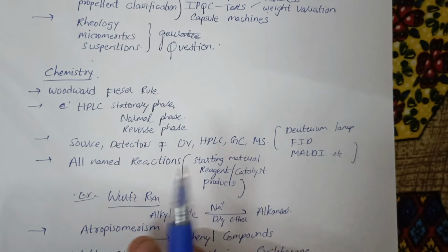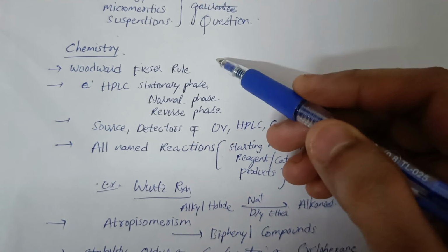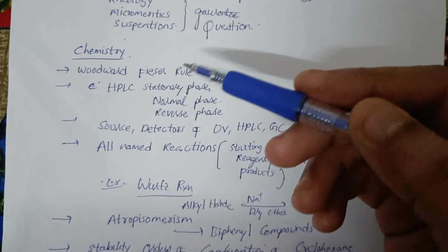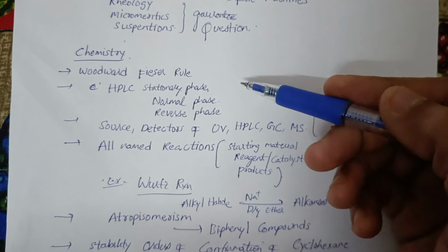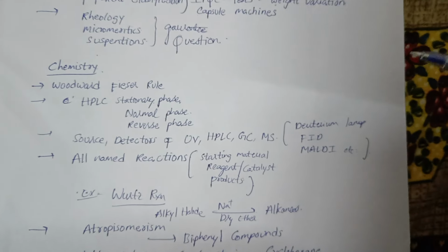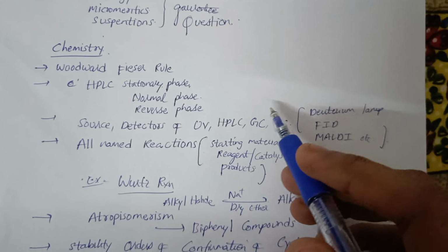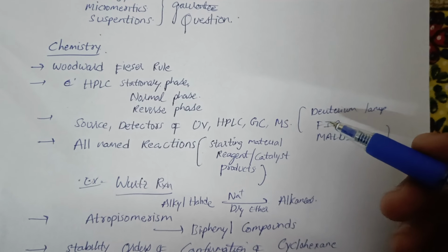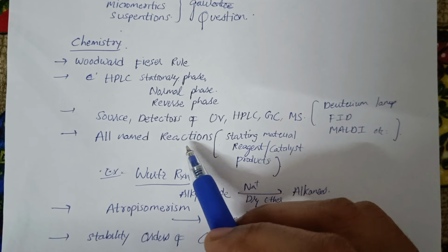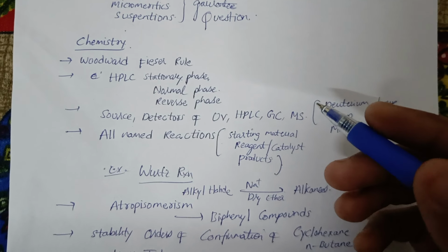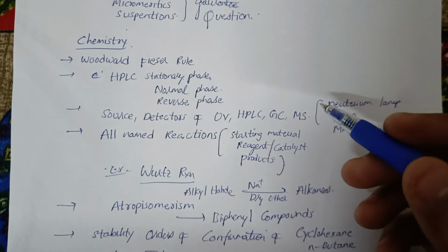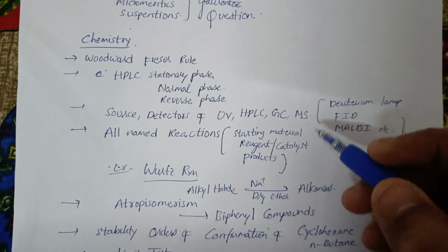So moving on to the chemistry part. This time we can expect a sure-shot question from Woodward-Fieser rules and HPLC stationary phases, normal phase, reverse phase, and the sources and detectors of UV, HPLC, GC, and MS. So these are very, very important. This time we can expect a question from this topic again. So focus on all named reactions. If you are facing some difficulty in named reactions, just remember the starting material, the reagent or catalyst, and the product. So this may help you.